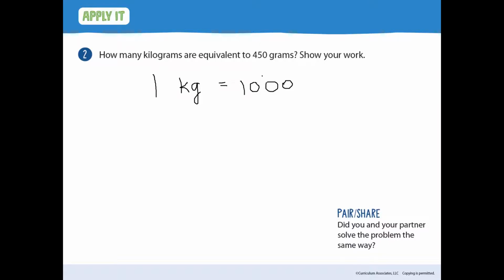So we're going from a smaller unit to a larger unit. So we're going to be dividing because there will be less kilograms than there are grams. So we have 450 and there are 1,000 grams in the kilogram. So we're going to divide by 1,000, which means moving the decimal 3 places to the left, where we get 45 hundredths, and we can get rid of that 0 there on the end. So 45 hundredths kilograms.